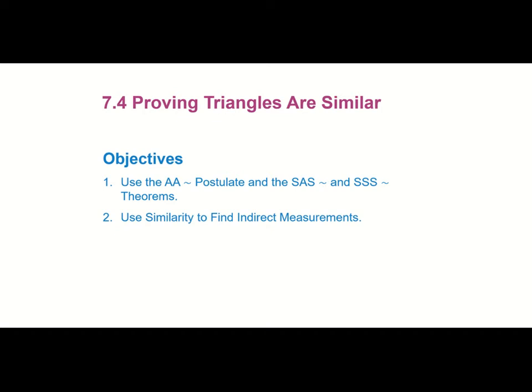Everybody, this is section 7.4, proving triangles are similar. Here we will use the angle-angle similarity postulate, as well as the side-angle-side similarity and side-side-side similarity theorems to prove triangles are similar, and then also use similarity to find indirect measurements.